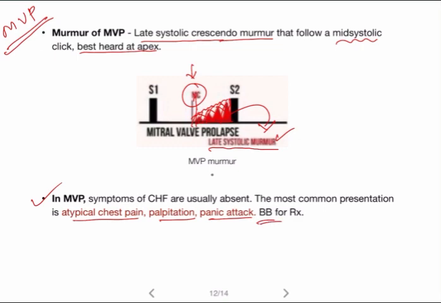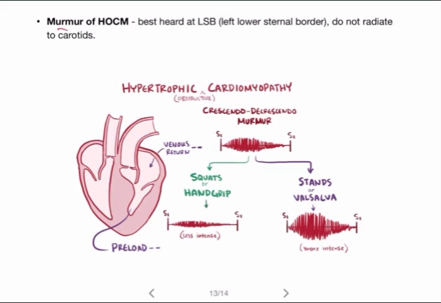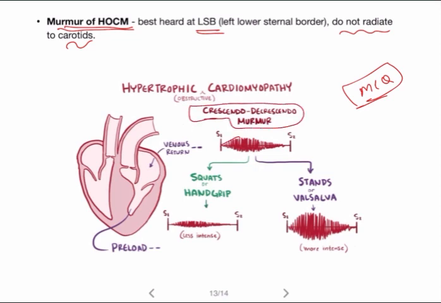Now, the last one is HOCM, the murmur of HOCM. This is again an important question in MCQs because these two are exceptions. Wherever there is an exception, there is a chance of MCQs. So MVP and HOCM. This is best heard at the left sternal border, and they do not radiate into the carotids. Hypertrophic obstructive cardiomyopathy is a crescendo-decrescendo murmur, which is like this.